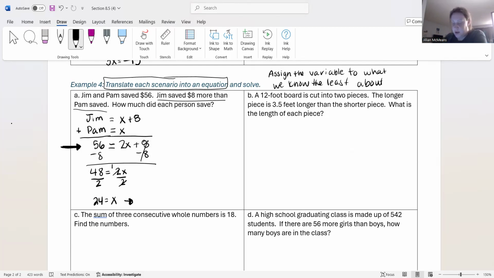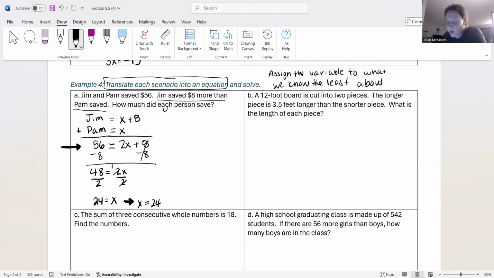So this is when I translate and I move the variable to the left. I don't like saying 24 is x. I like saying x is 24. And I know that seems subtle, but it's just one of those things in algebra. So x is 24. Okay, now you're not done. The question didn't say, what is x? The question didn't say, how much did Pam save? The question said, how much did each person save?